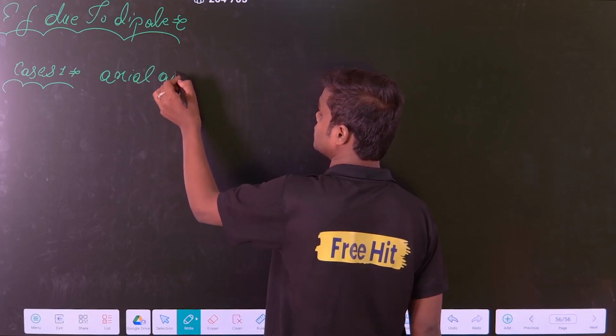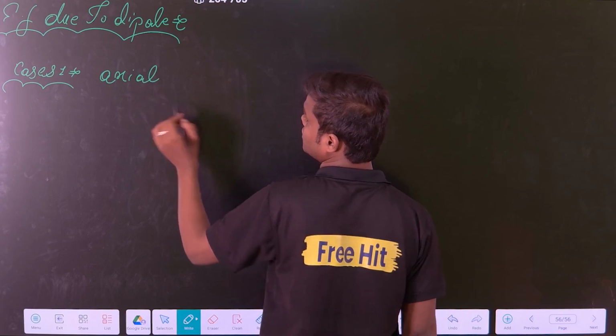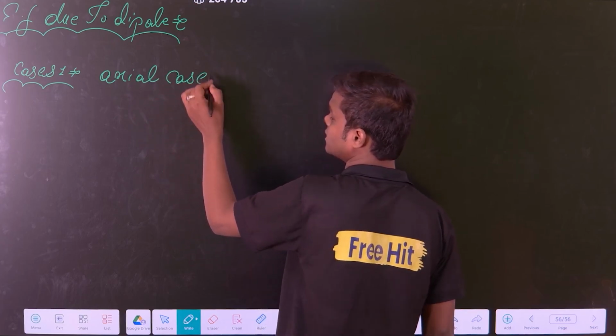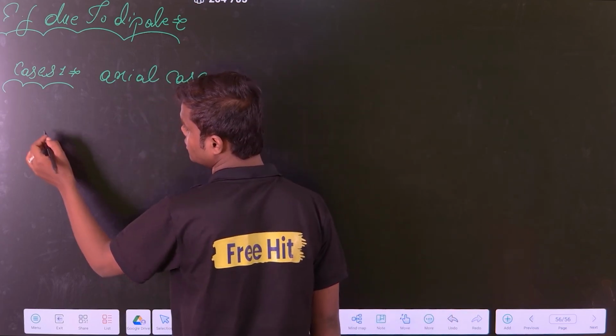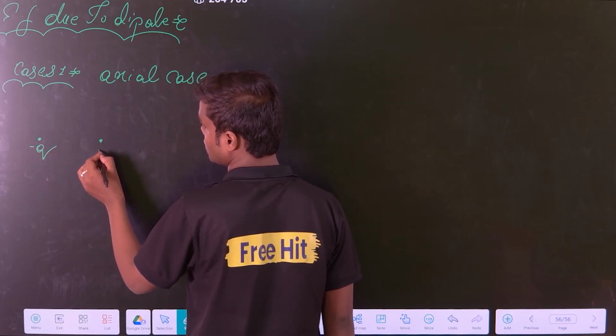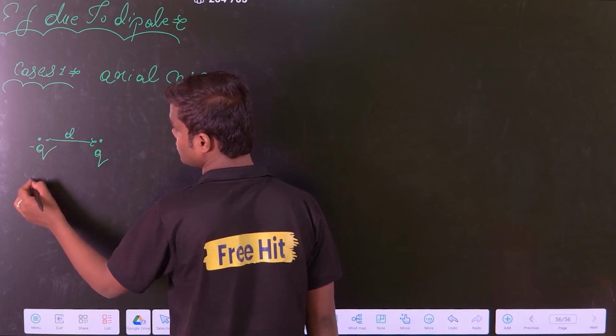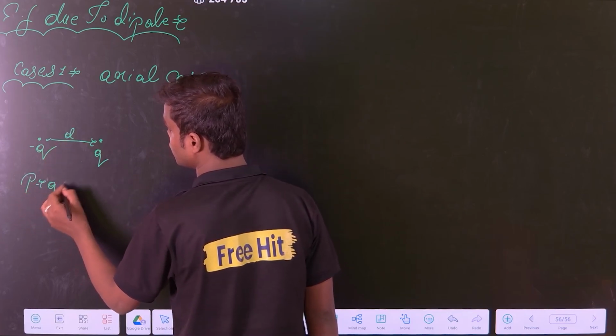Axial case. What do you mean by axial case? Suppose there is a dipole. This is minus q, this is plus q, and the small distance between them is d. So I have a dipole moment of q into d.